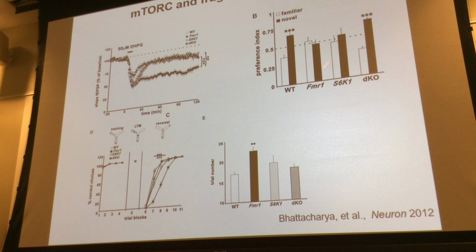But that's not what happened in the Fragile X. You see they're almost the same, so they're memory impaired. But in the double mutant, you see that nicely recovered. And here is an even more interesting study.